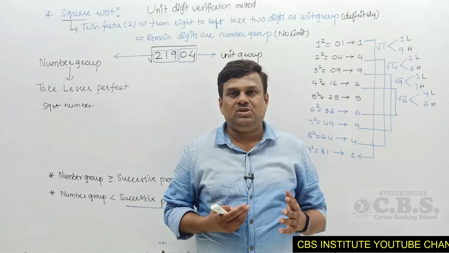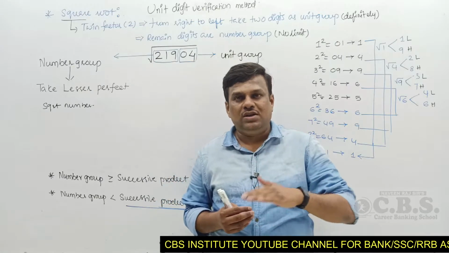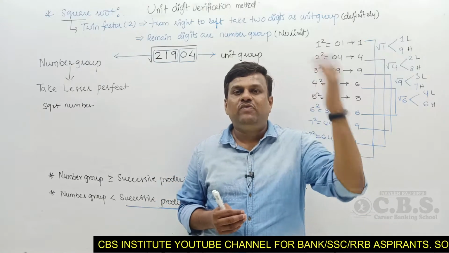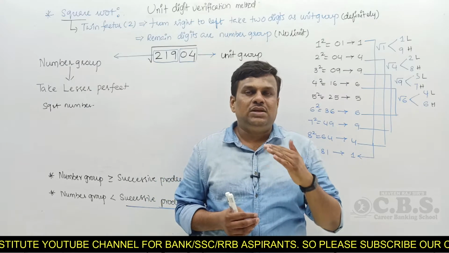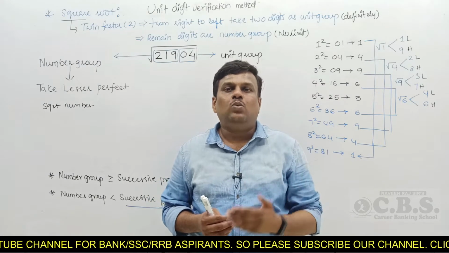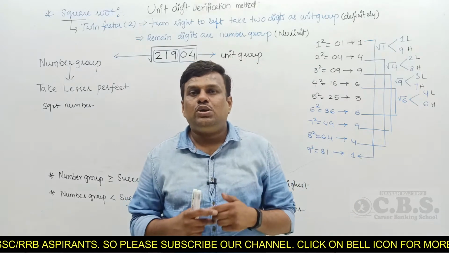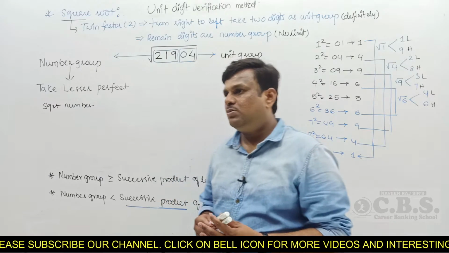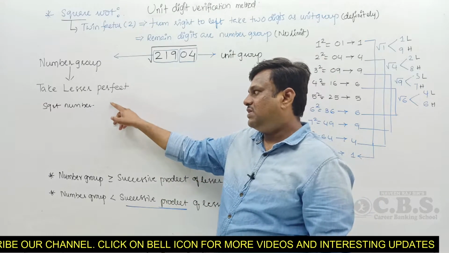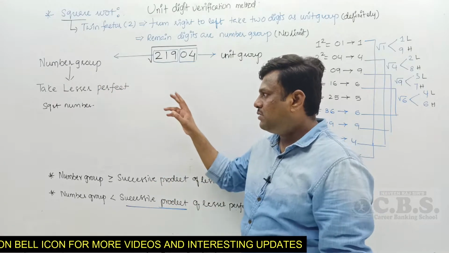So what does lesser choice mean? It is a digit below 5. The digits above 5, like 6, 7, 8, 9, are called the higher group, and the digits below 5, like 1, 2, 3, 4, are the lesser group. Which digit we choose depends only on the number group condition. What does the number group condition mean? Take the lesser perfect square root of the number group.